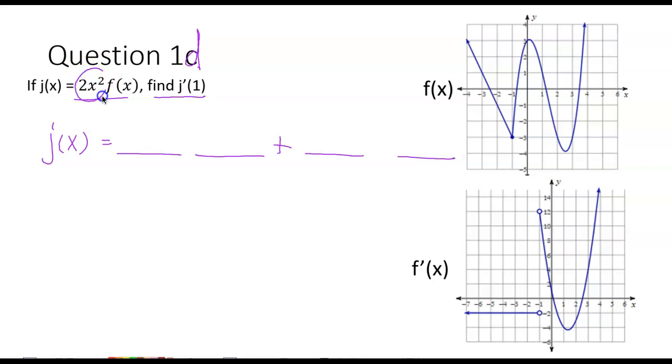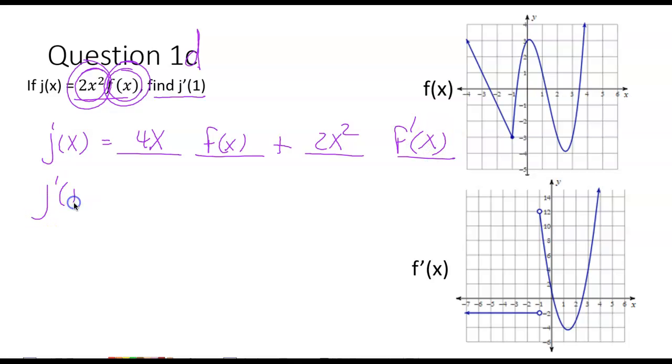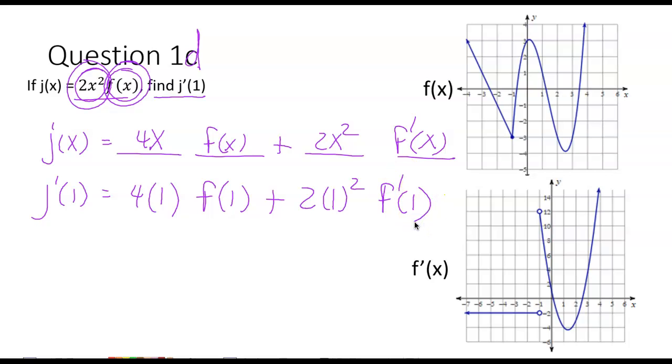So we have the derivative of this multiplied by this plus this multiplied by the derivative of that. And we want to plug in 1. Okay, so let's simplify what we can here first. This is 4. That's 2.